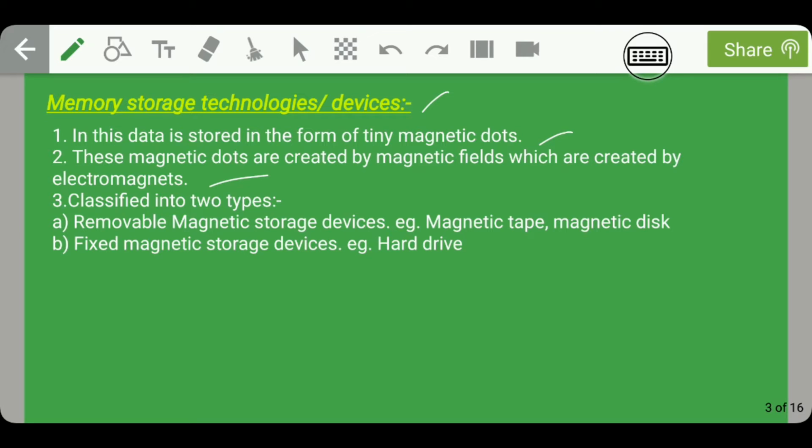Guys, these magnetic storage technologies are further classified into two types. First one is removable magnetic storage devices and second one is fixed magnetic storage devices. And examples of removable magnetic storage devices are magnetic tape, magnetic disk, and the example of fixed magnetic storage device is hard drive.